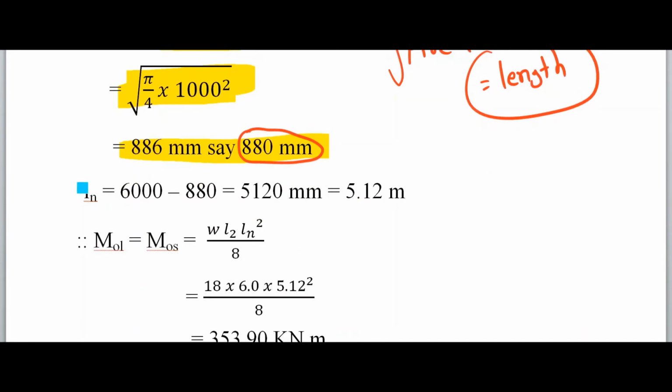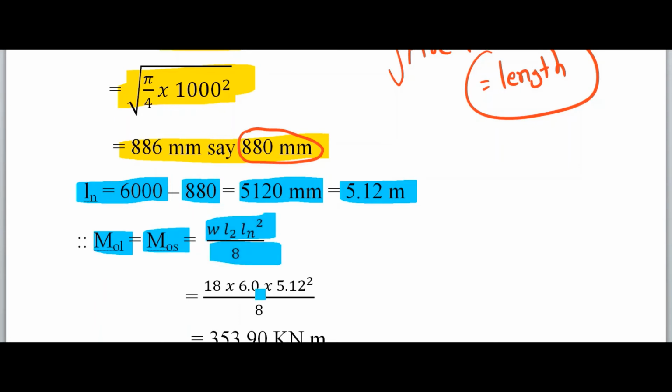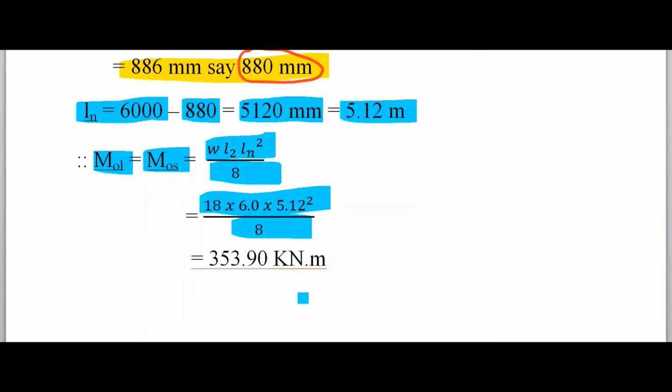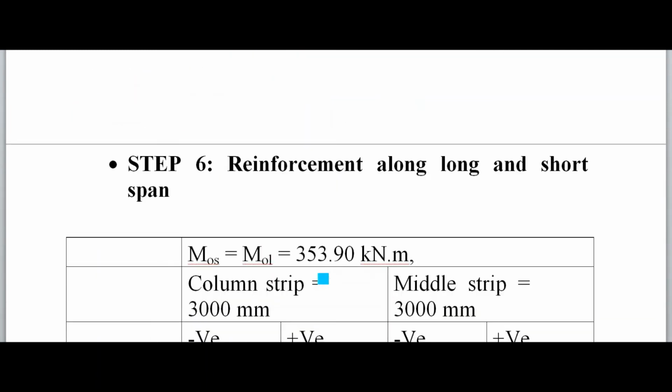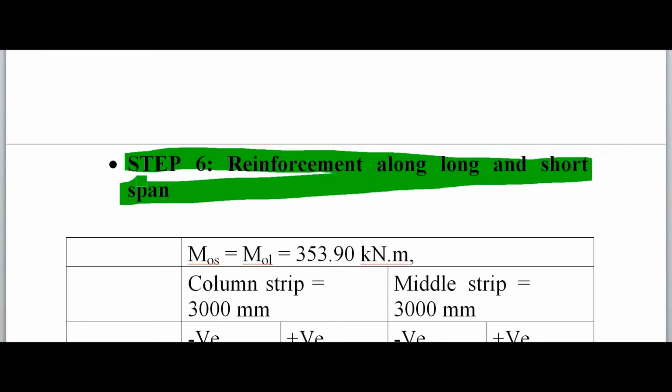So L1 is 6000 minus 880, so 5120, so 5.12 meter is the length, ln of the internal panel. So MOL, MOS, moment, L2 is 6 fixed, ln is 5.22, so moment is 353.9 kilonewton meter. Now we are going to provide reinforcement along the short span.